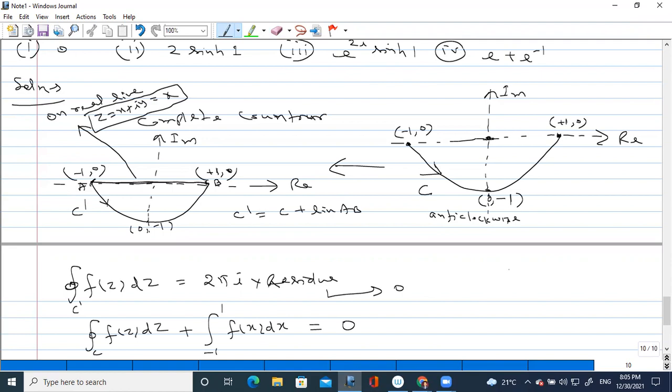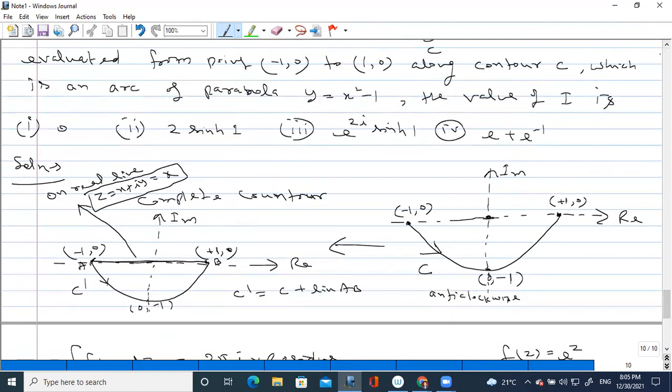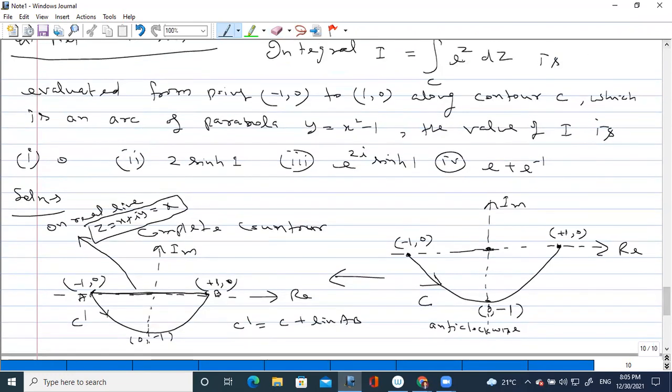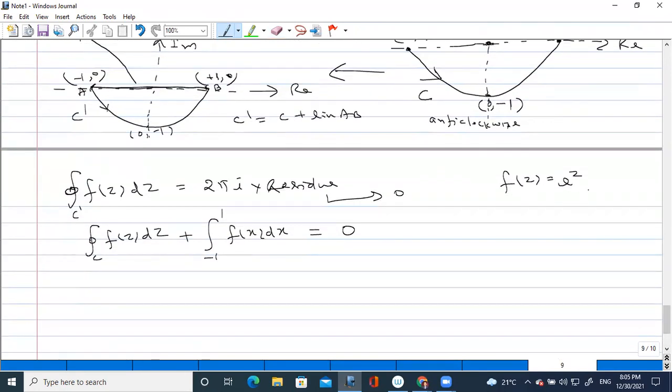Why? Because my fz is e to the power z, which is analytic in nature. No pole will be there. fz e to the power z is analytic. Analytic means it is defined at every point. That line 1 to minus 1 or minus 1 to 1.